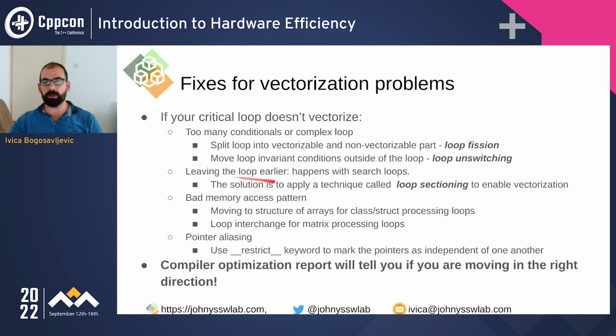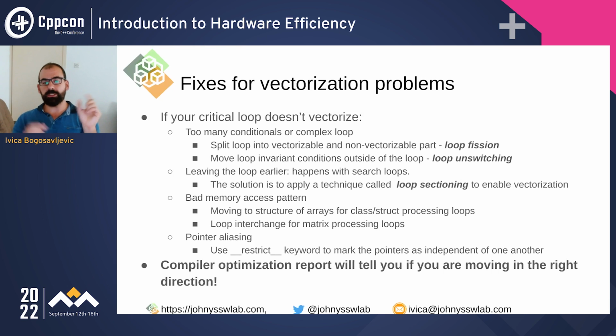If you're leaving the loop early, you have a for loop with a break statement in it, or you have a while loop, an uncountable loop, there is a technique called loop sectioning that will help you enable vectorization. So how does it work? It works like this.